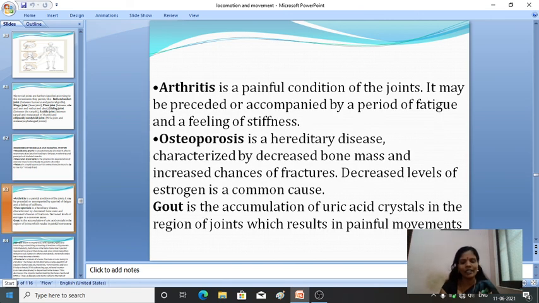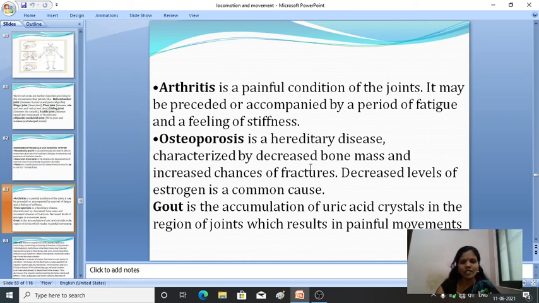Next is arthritis. Arthritis is a painful condition of the joints. It may be preceded or accompanied by a period of fatigue and a feeling of stiffness. There is pain in the knees or elbows, a lot of pain.